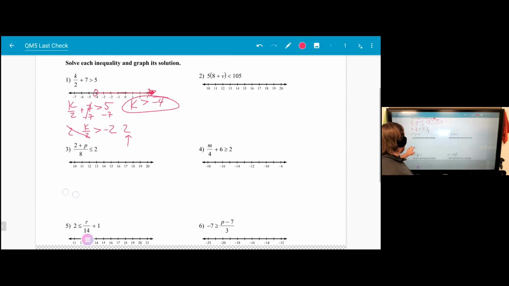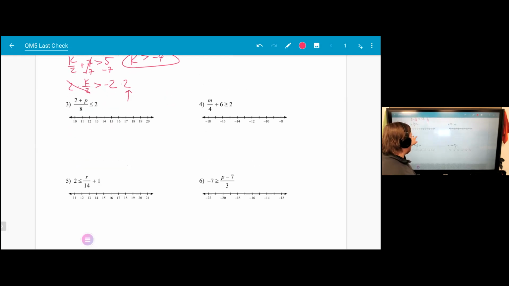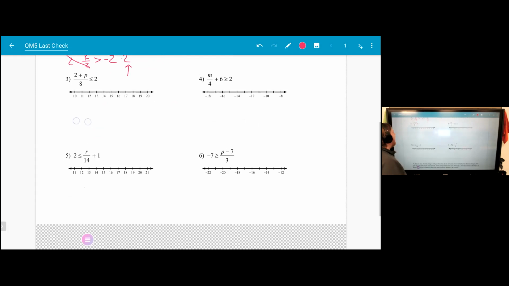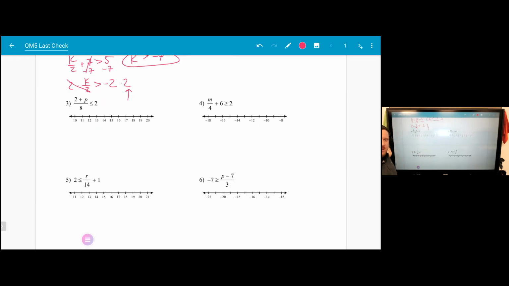Let's do number 4. Nah, just kidding. We'll do 1, 3, and 5. The other 2, 4, and 6, the solutions will be on Google Classroom for you to take a look at.